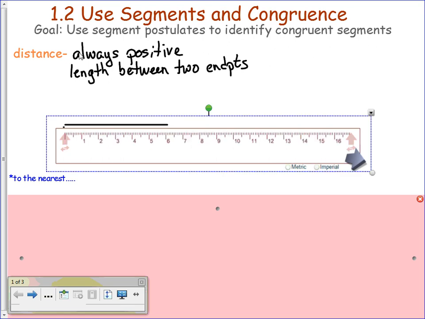If we switch to the metric system, we can round to the nearest centimeter, in which this case it would be 6, or we could round to the nearest millimeter, in which there would be 61. Remembering that each centimeter is 10 millimeters, so 6 would be 60, and I would say this is about 1 past, so this would be about 61 millimeters.